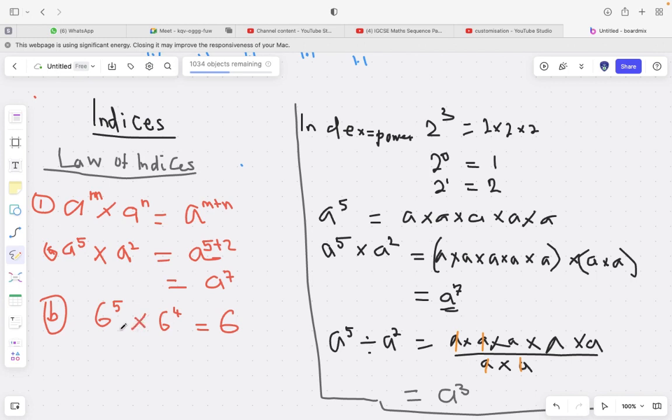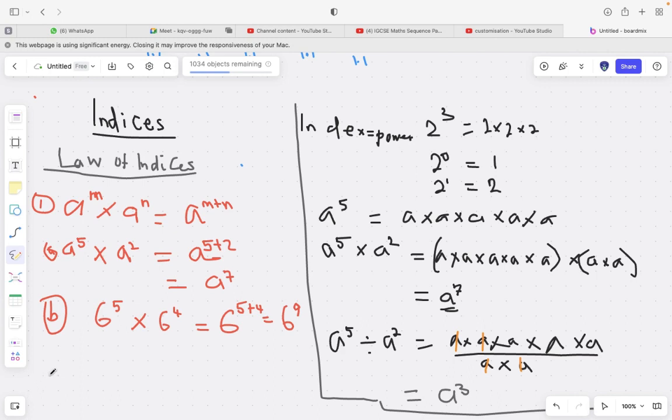For you to add the power, this must be multiplication. For the first law, this must be multiplication. Then you add the power: 5 plus 4. And that will be 6 to the power of 9. So using the law, it's faster, it's easier, it's quicker, and it's better.